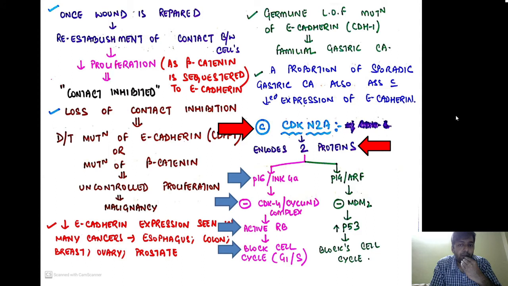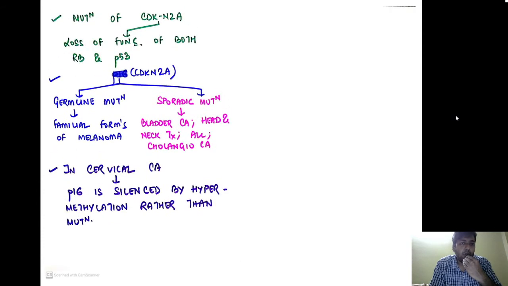Another protein encoded by the CDKN2A gene is the P14ARF. Now it is basically inhibiting MDM2, and you all know that MDM2 is involved in degradation of P53. So if the MDM2 is inhibited, it is going to increase the levels of P53, which itself is going to block the cell cycle. So when there is a mutation of the CDKN2A, there will be loss of function of both RB as well as P53 indirectly.